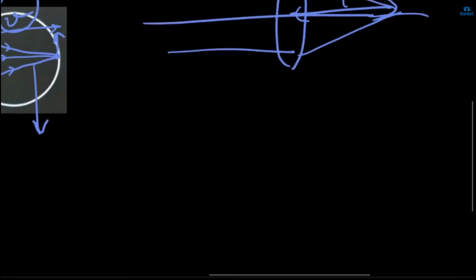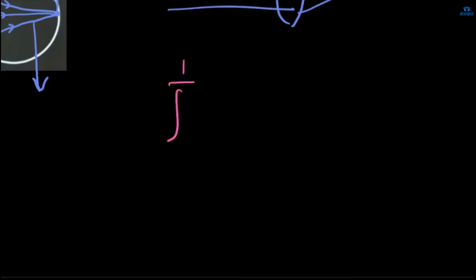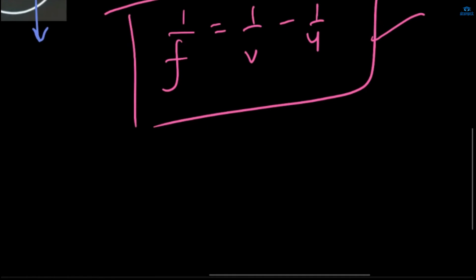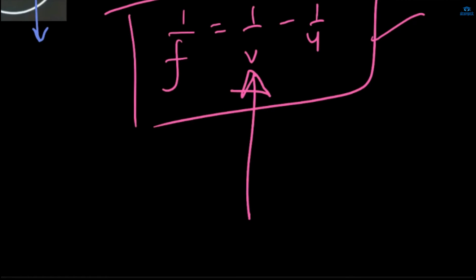We already know the formula, 1 by f is equal to 1 by v minus 1 by u. Are we knowing or not? This is the lens formula. So we want our v to be constant, because we want the image of the object to be formed at the retina only, even if the object is kept anywhere. We want v to be the same.